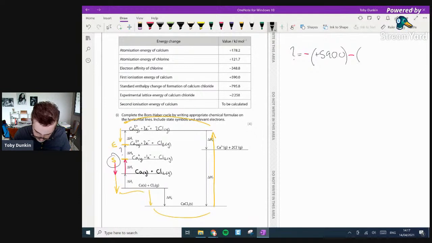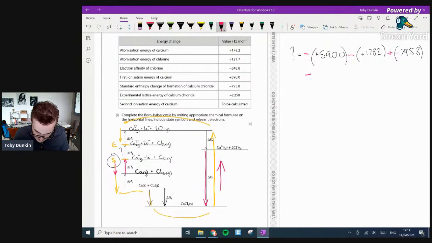The next arrow is also against me. Against, close brackets. Right, this is now the atomization of calcium. So atomization of calcium is plus 178.2, close brackets. The next arrow is now with me. Notice that that arrow is with me. So I can now go with me, close brackets. This is the standard enthalpy of formation. So the standard enthalpy of formation, which is minus 795.8, close brackets.